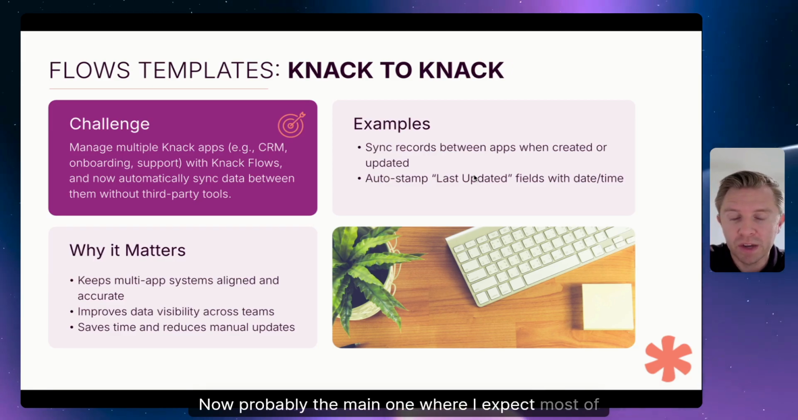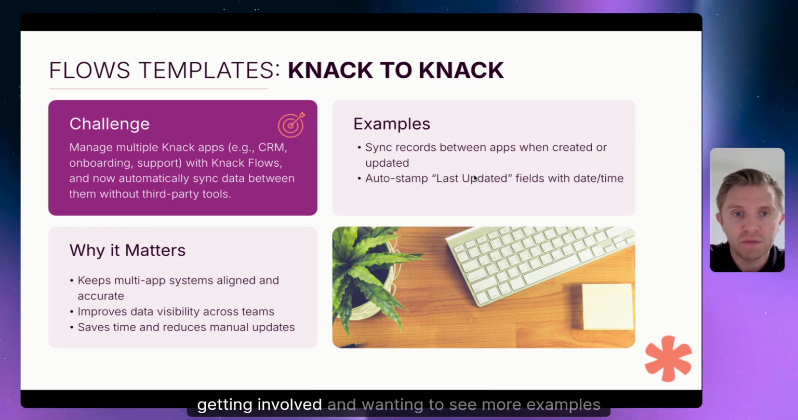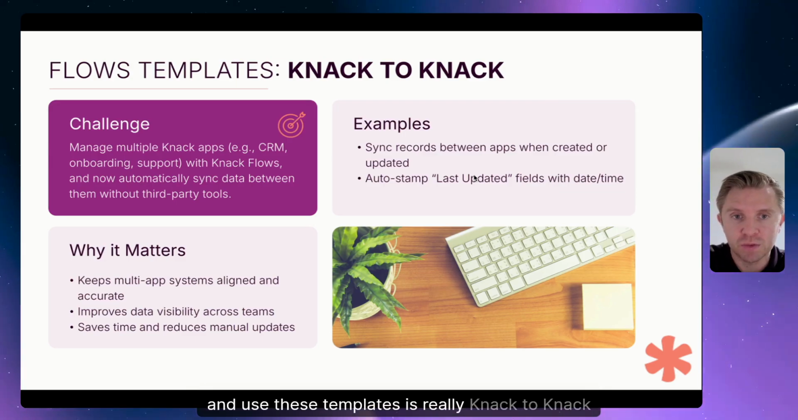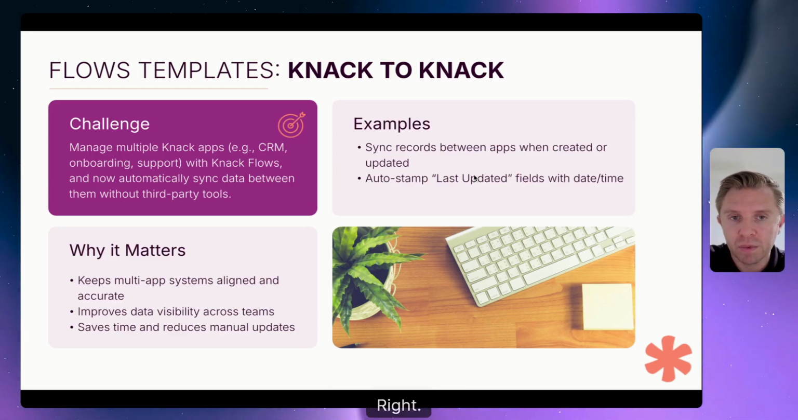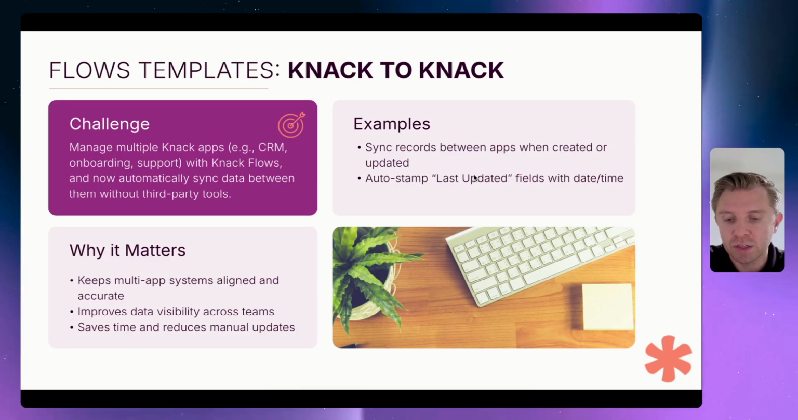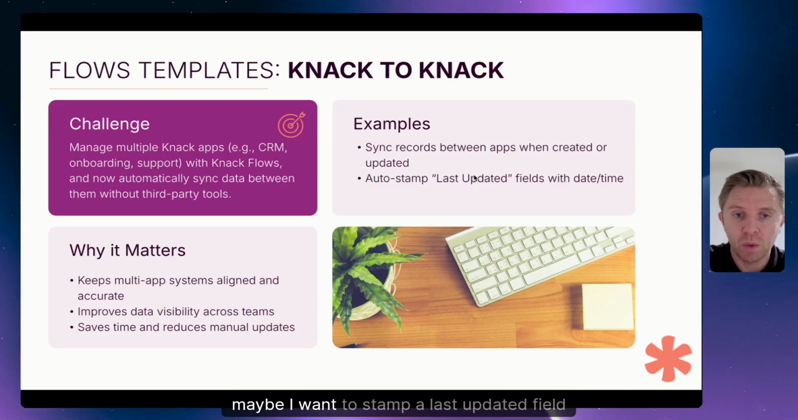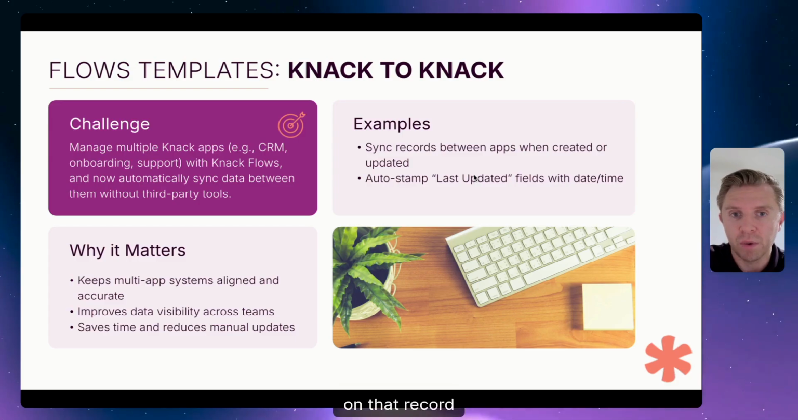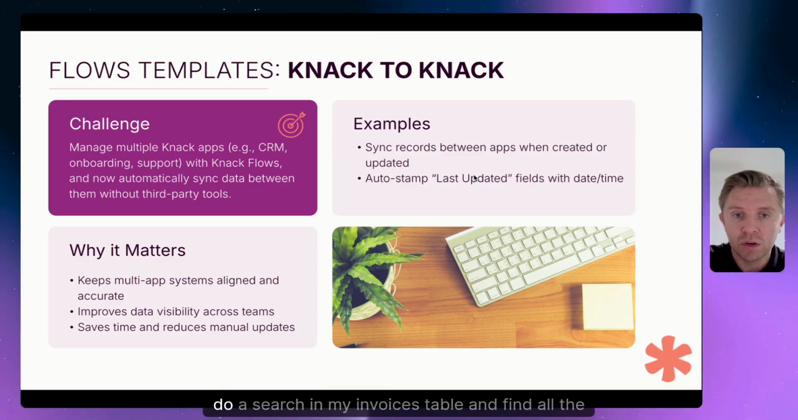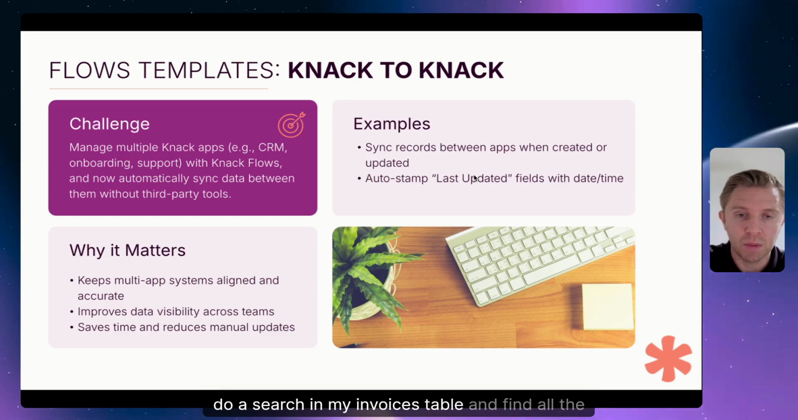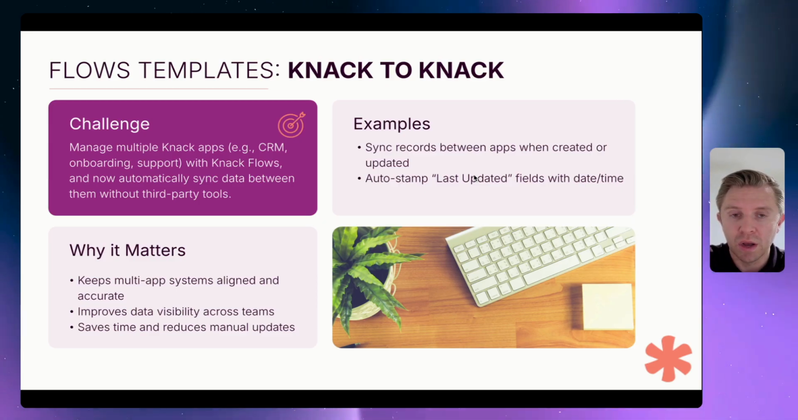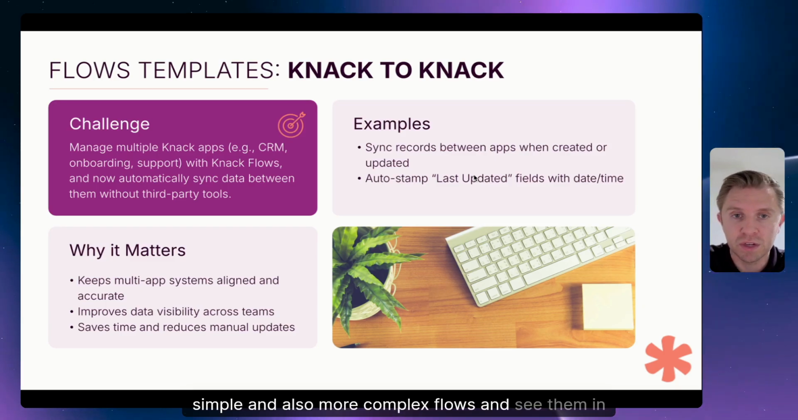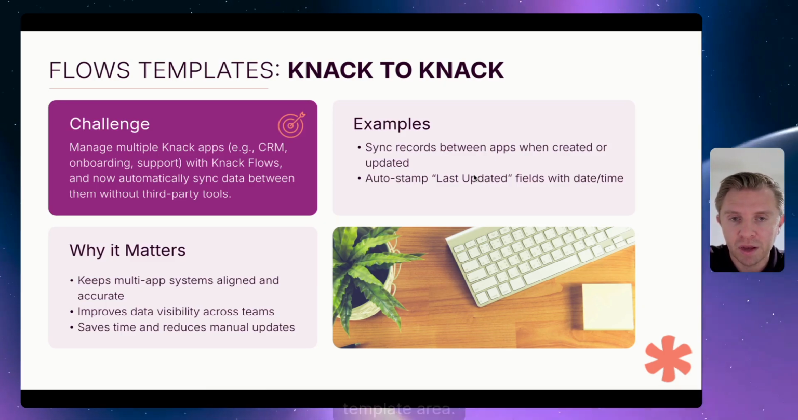Now, probably the main one where I expect most of our customers to be getting involved and wanting to see more examples and use these templates is really Knack-to-Knack scenarios. So automating right within your Knack app. Maybe I want to take records when a record's updated. Maybe I want to stamp a last updated field on that record. Or maybe I want to do a search in my invoices table and find all the related line items. And then for each line item, I want to take an action on it. You can start doing these simple and also more complex flows and see them in our Knack-to-Knack connector template area.